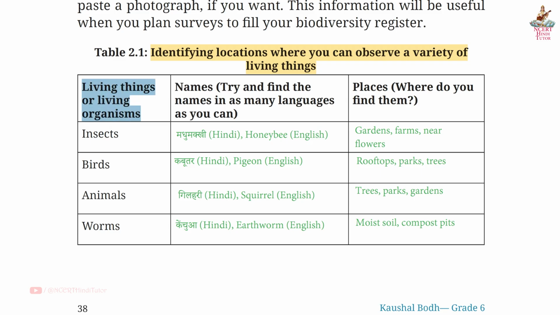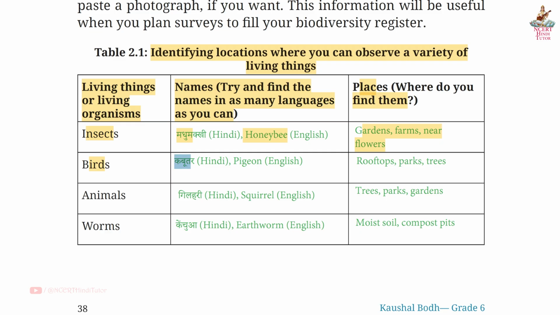Living things or living organisms: insects. Names: try and find the names in as many languages as you can. Madhumakhi in Hindi, honeybee in English. Places, where do you find them? Gardens, farms, near flowers. Next, birds.